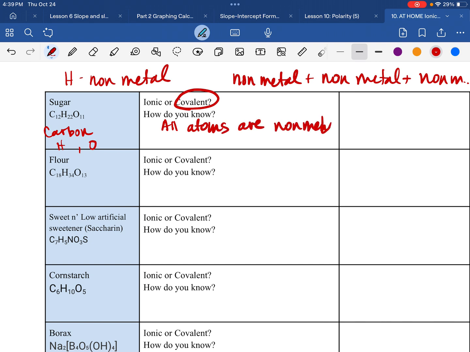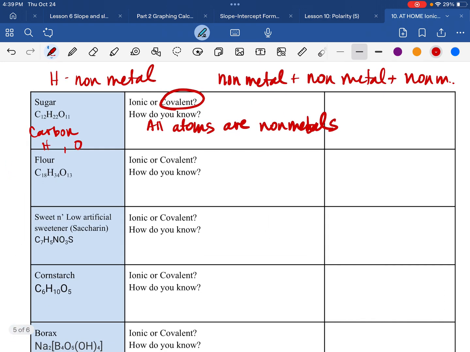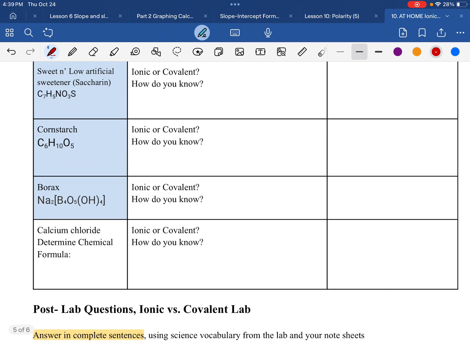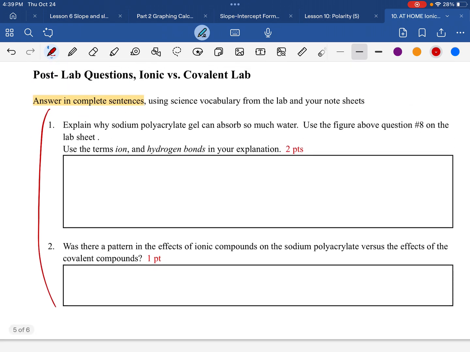Now, in some of these other examples, you'll have to use your periodic table, because some have metals mixed in with them, and so they are ionic rather than covalent. And then I'm going to be adding photographs here of what the sodium polyacrylate looks like when we add it to each of these substances, whether it stays all gel-like and fluffy like snow, or whether it turns back to liquid, releasing the water. Okay, and then you're going to have some questions to answer here. And that is it.